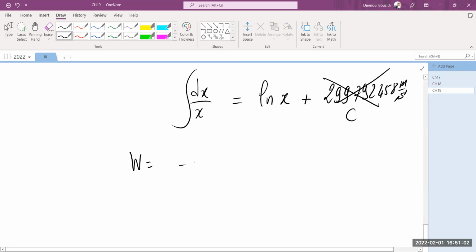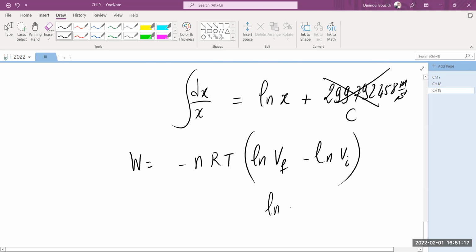So W is equal to minus nRT times ln of Vf minus ln of Vi. And there is an expression, if you guys remember from the properties of the ln, ln of A minus ln of B is equal to ln of, you guys remember that expression? A divided by B. Correct. So this can be written as minus nRT ln of Vf over Vi.